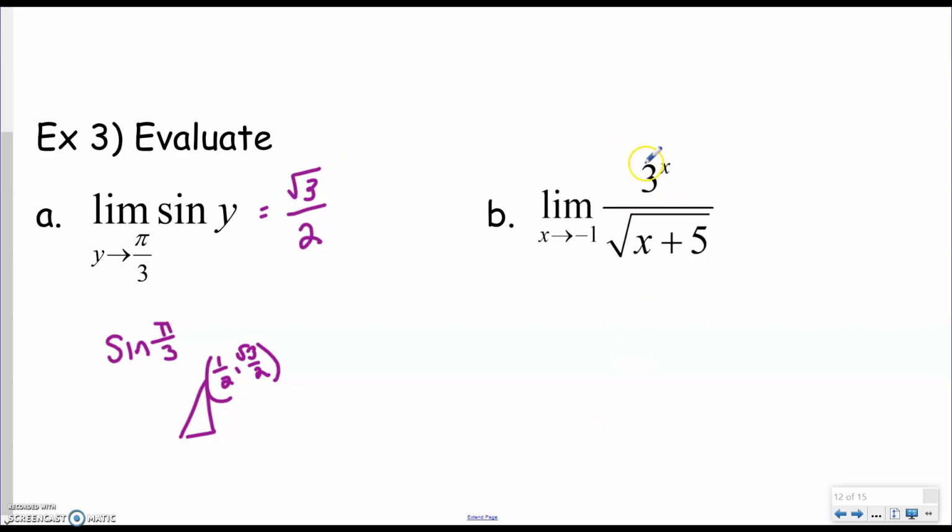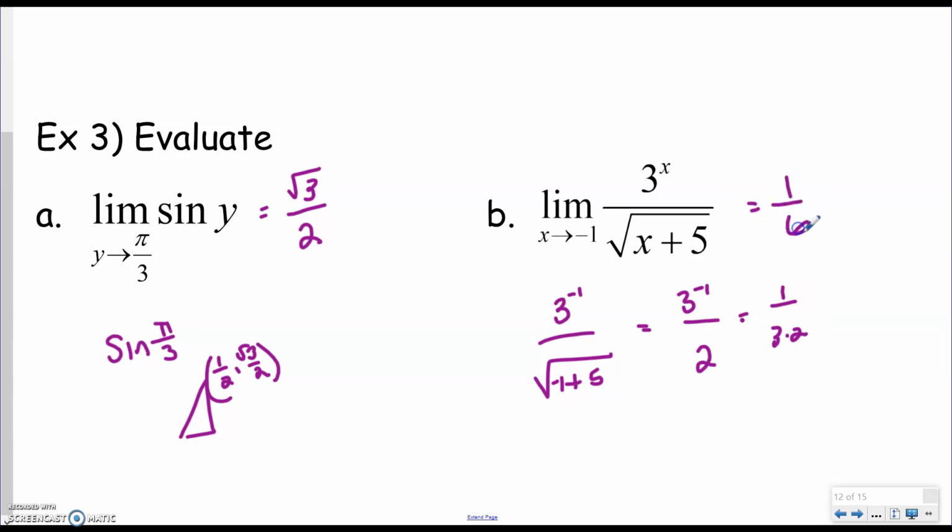Okay, I know that 3 to a power is continuous. I know that the square root of x plus 5 is continuous, so I can substitute those in, 3 to the negative 1, and then the square root of negative 1 plus 5, and I can simplify to get square root of 4 is 2. If I rewrite this, I get 1 over 3 times 2, so my limit is 1/6.